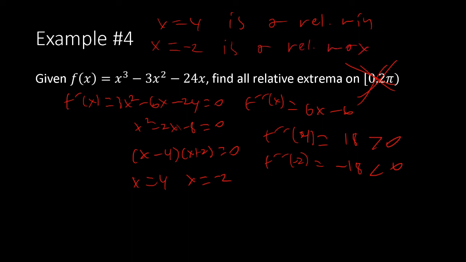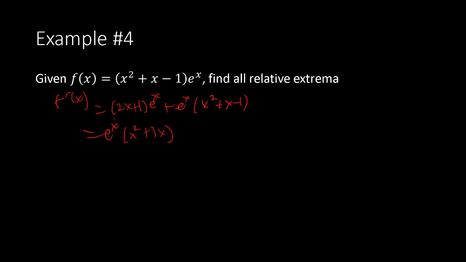Alright, one more problem. This one's going to be a little bit more complicated, but let's just go through it step by step. So we're going to solve for f prime of x. We're going to use product rule. So we're going to have f prime g, which is going to be (2x plus 1) times e to the x, plus g prime f, that's going to be (x squared plus x minus 1) times e to the x, which is the same as, if we combine everything here, e to the x times (x squared plus 3x), and these ones are going to cancel.